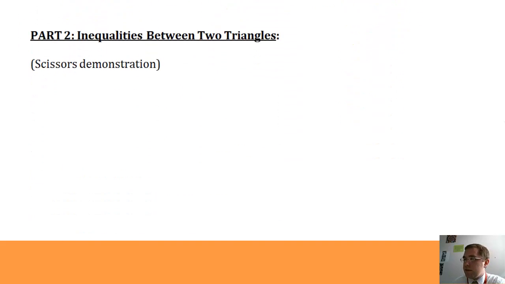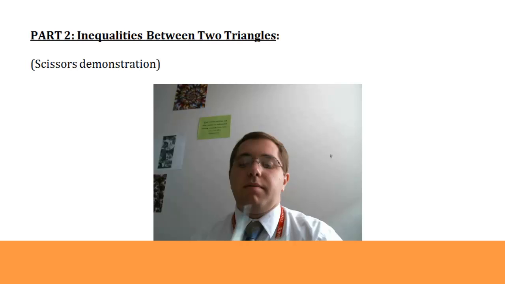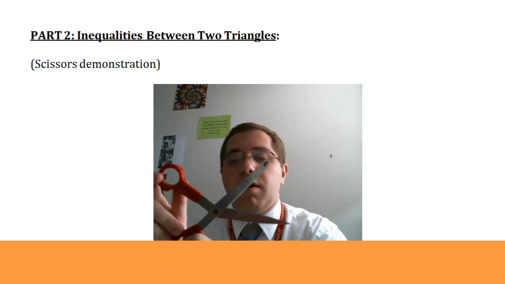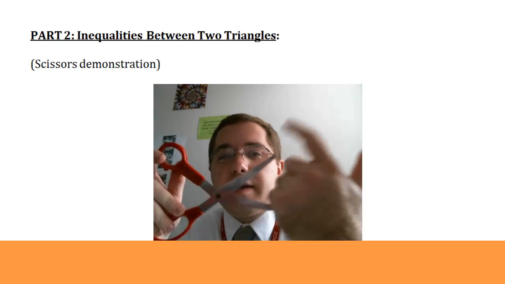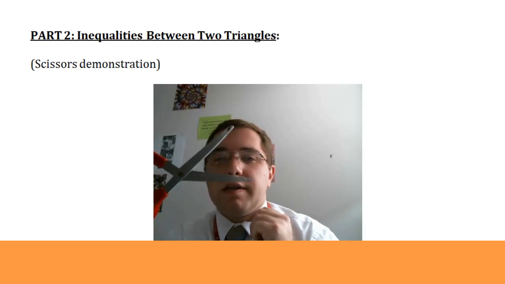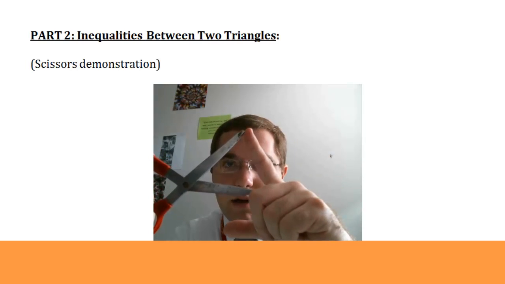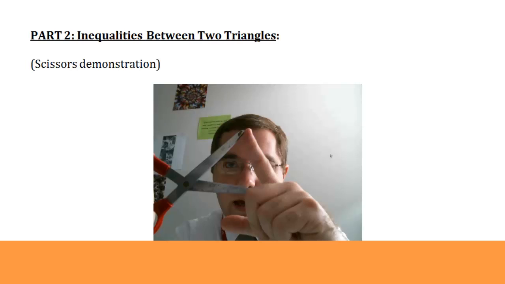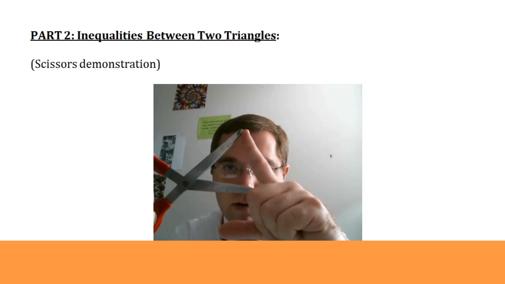Alright. Part 2 of our video is on inequalities between two triangles. So this time I have two triangles, and I want to know if I can relate the sides and angles of those triangles, even if they're not congruent. So let's imagine this pair of scissors. And the two blades of the scissors are two sides of my triangle. And the third side is this gap formed by the ends of the blades that my finger is at right now.